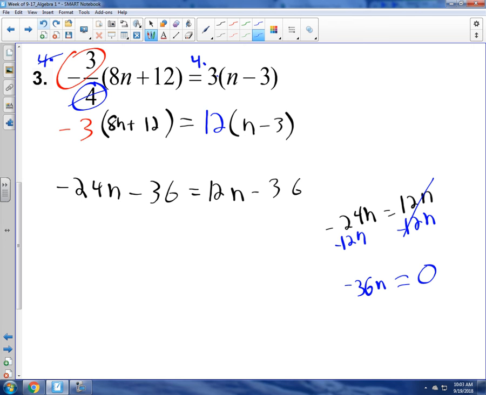What you do is, you do what you normally would do. You divide by the -36. And what's 0 divided by -36? What's no pizza cut into 36 pieces handed out to you? How much pizza do you get? Nothing. It's still nothing. So the answer to this problem is 0.